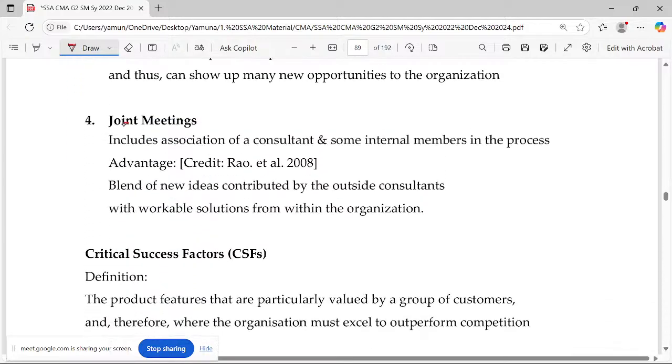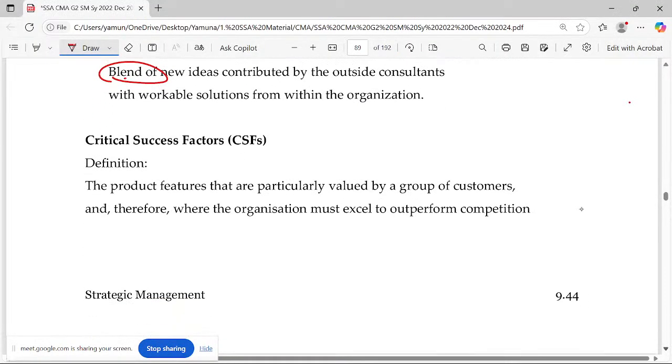Okay. Then sometimes we go with joint meetings. So some consultants and some internal members will be sitting together, and a debate or talk will be going on. So they'll be blending into new groups. Then we'll go for critical success factors.